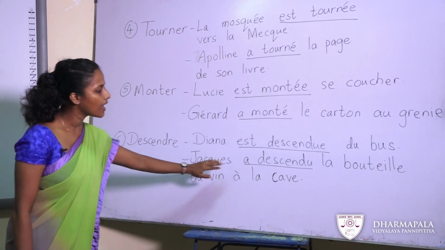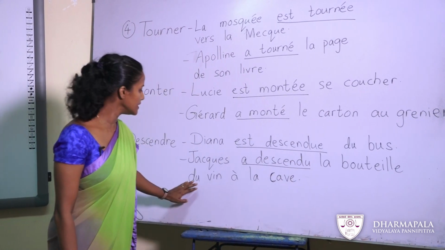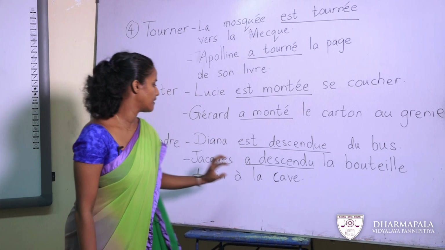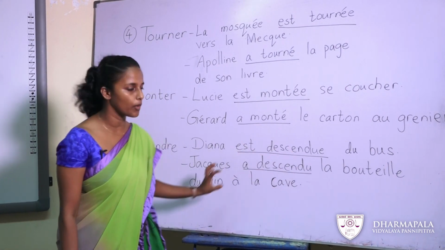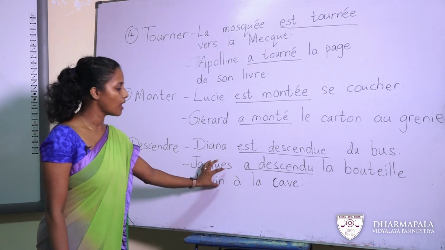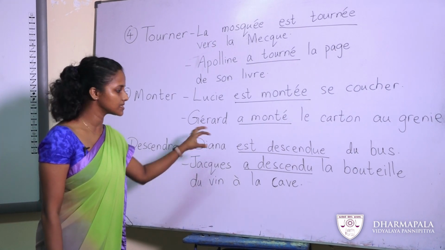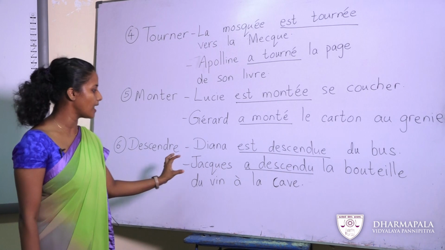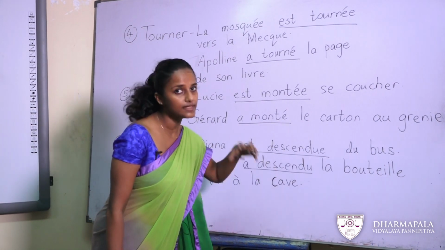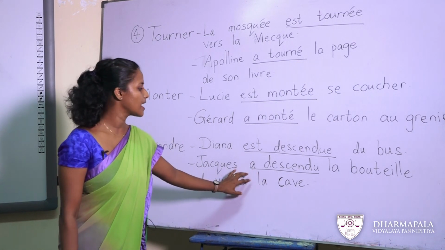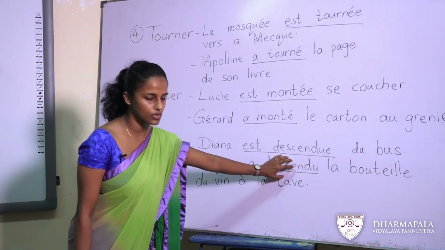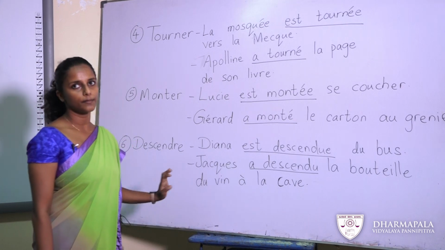Here, Jacques a descendu la bouteille de vin à la cave. Now, Jacques is taking the bottle of wine. Jacques is not taking himself, or going somewhere. Jacques is taking the bottle of wine to the basement. So, we have used this verb descendre with avoir in passé composé.